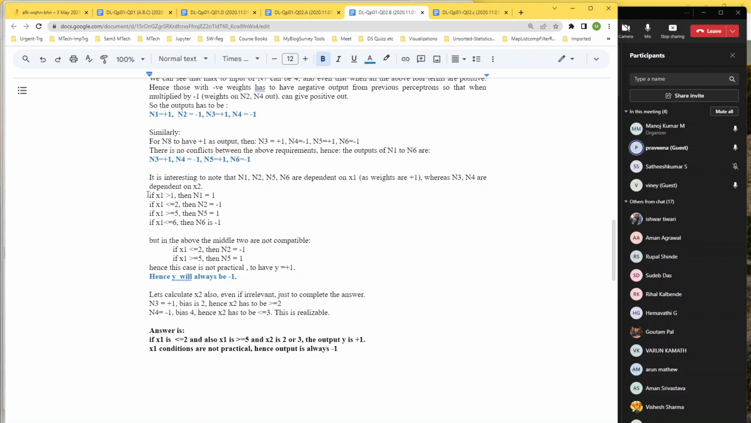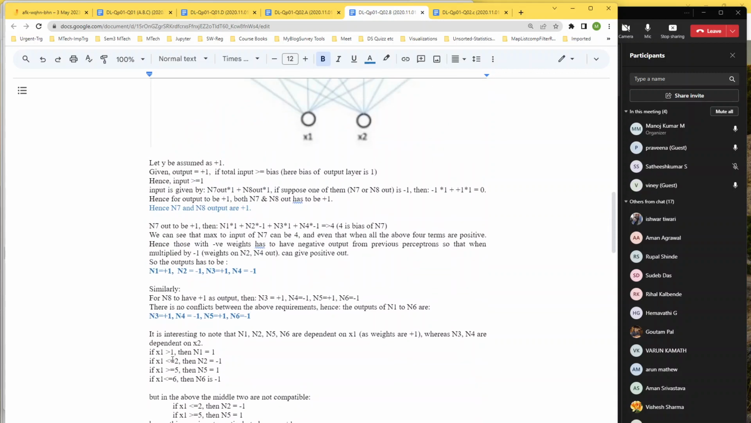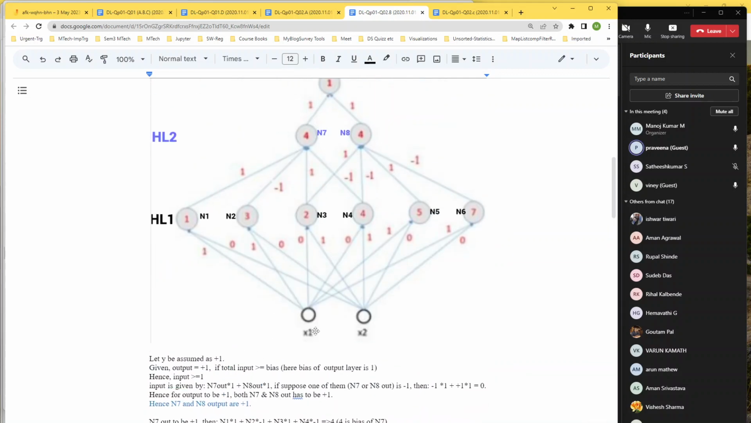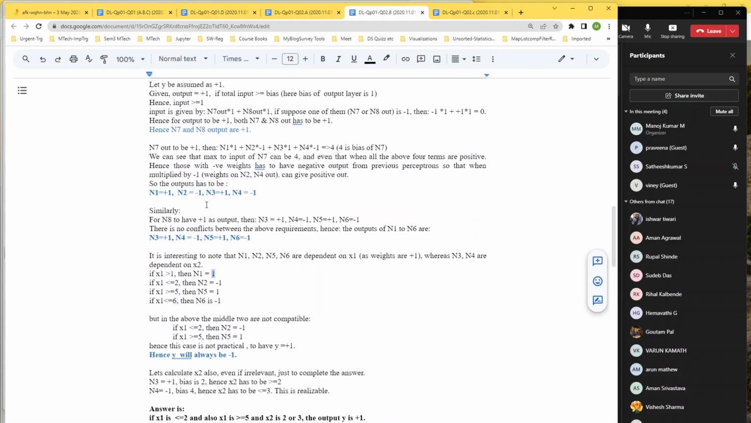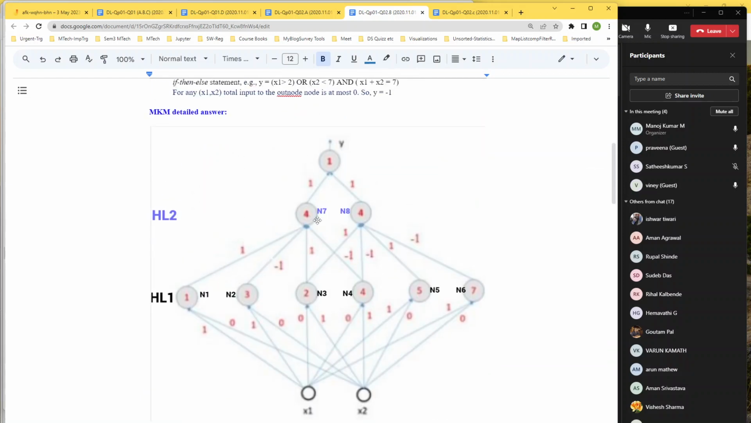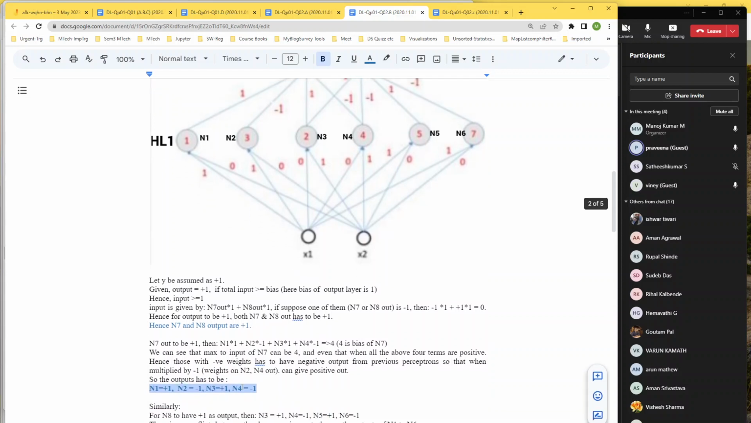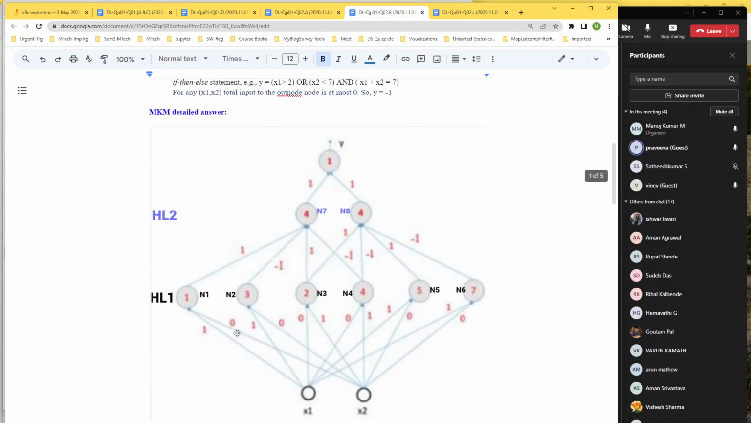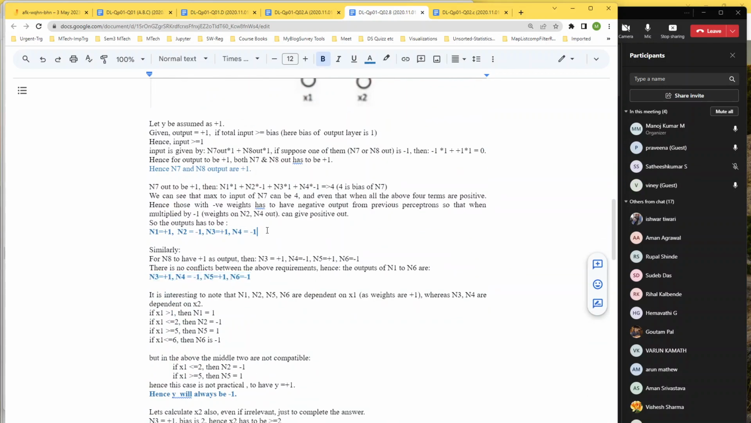So here is the strategy. If x1 is greater than 1, then n1 is 1, right? How do we make this one 1? Our requirement is already mentioned: the output has to be this. Only with this can we get n7 as 4. Similarly, for n8 to be 4, only then will you get a 1. So these two requirements have to be satisfied. For that, n1 should output 1 and n2 should be minus 2.